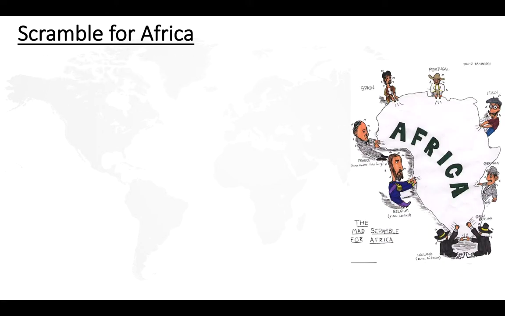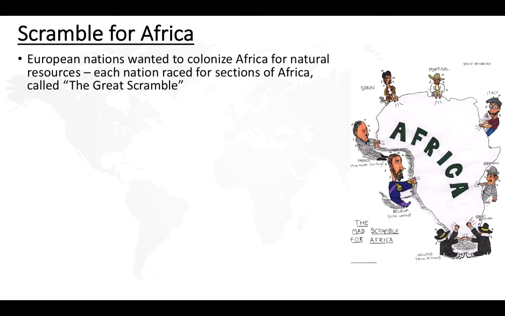The biggest influence that we're going to see is something called the Scramble for Africa. So if you don't remember anything else, remember this one. And here's a political cartoon portraying it. Once we see one European group grab onto Africa and try to take resources, you're going to see all the rest of the European nations wanting to grab a piece of it, and they start to scramble for it. So European nations wanted to colonize or imperialize Africa for its natural resources, and each nation is going to race to grab whatever sections they can of Africa. This is called the Great Scramble.